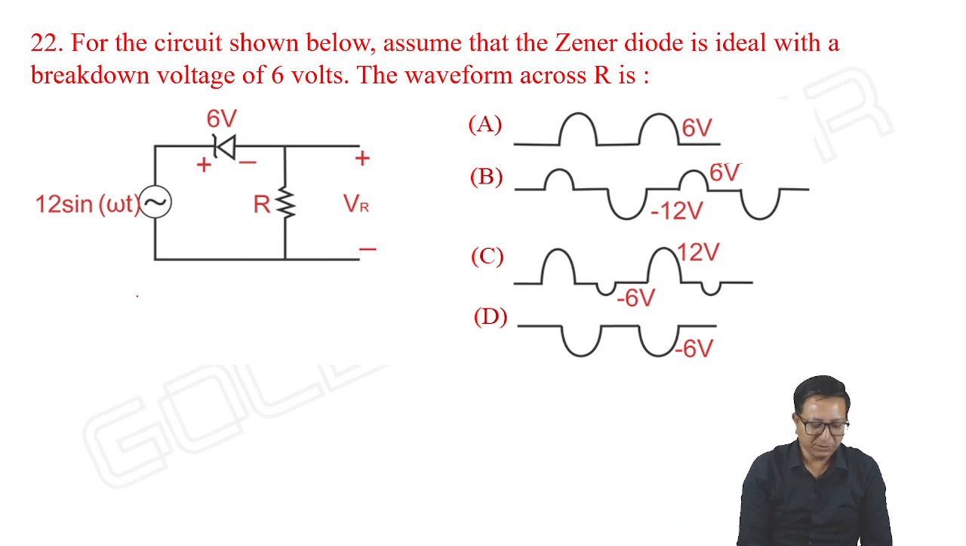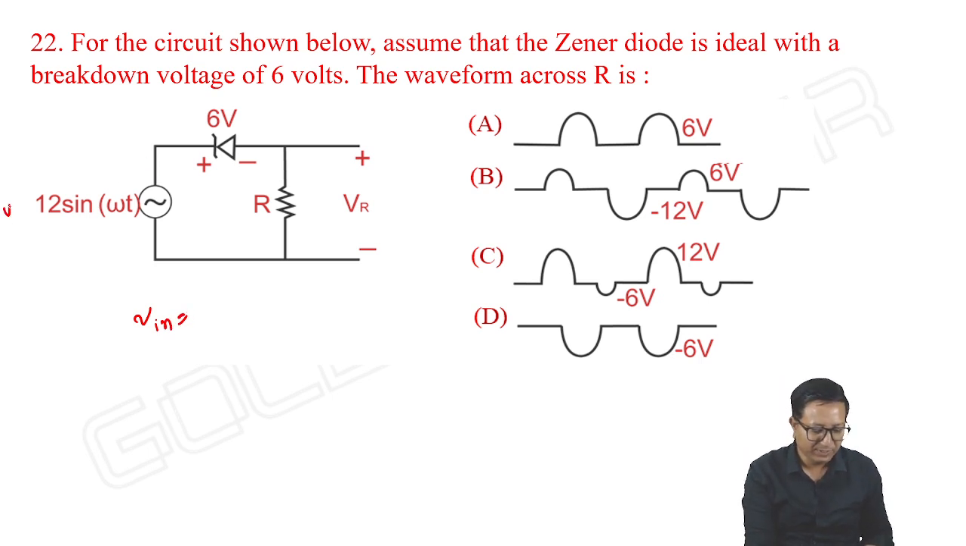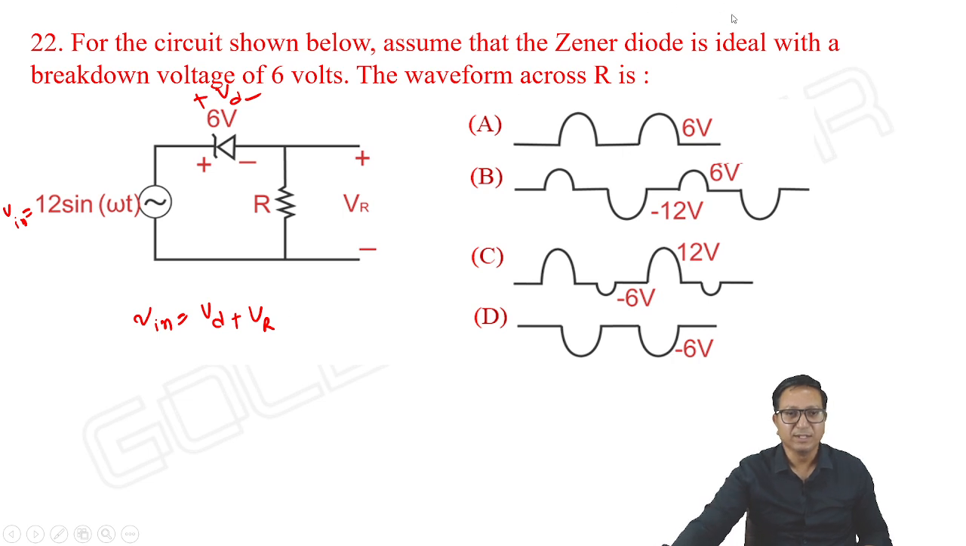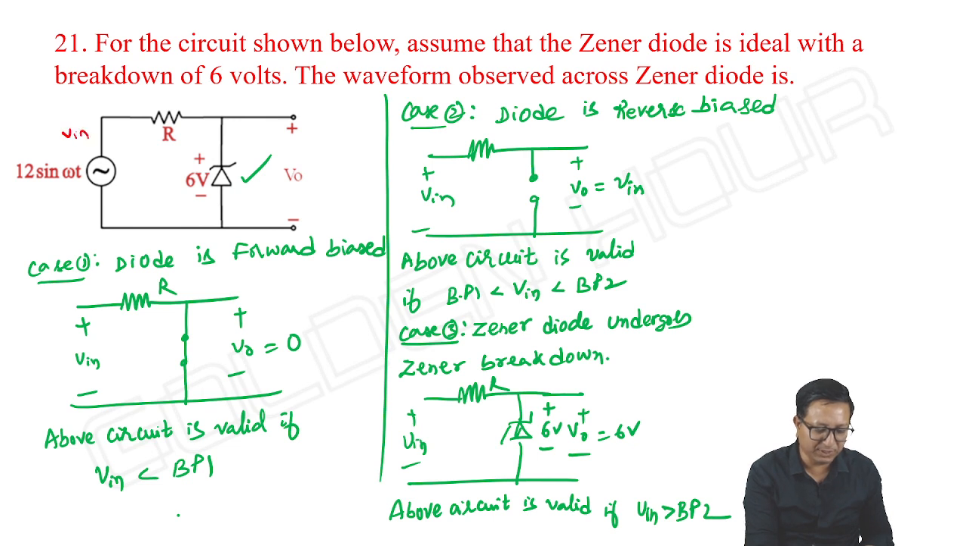See, in this circuit, you can write V input is equal to, if you take the loop equation, this is our input, and this is the voltage across the diode from cathode to anode, and the voltage across the resistor is VR. So VD plus VR we can write. Then look at the previous problem. Here also, again V input, the same circuit only, and it is VR and it is VD from cathode to anode. So if you take this loop equation, we can take V input is equal to VR plus VD, nothing else.